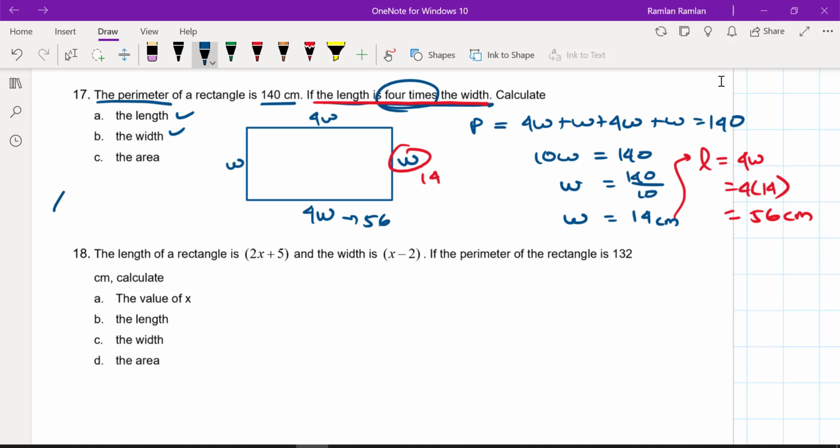So I'm gonna write right over here. The area is gonna be just length times width, and the length is 56 and the width is 14. Just multiply those two numbers, and then we will get 784. And don't forget that we need the unit, which is centimeter squared.